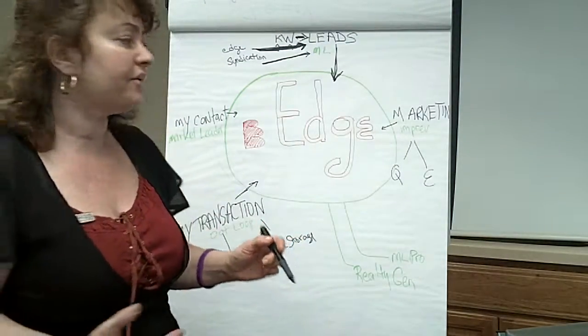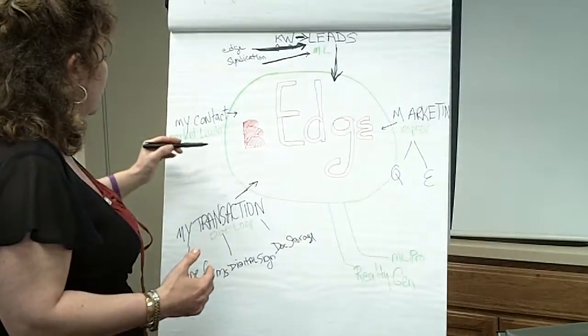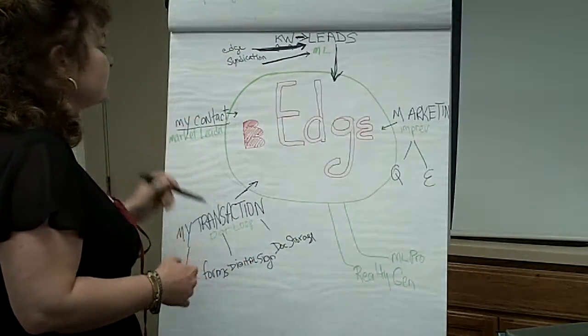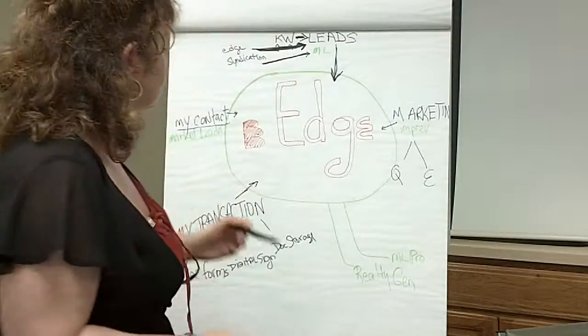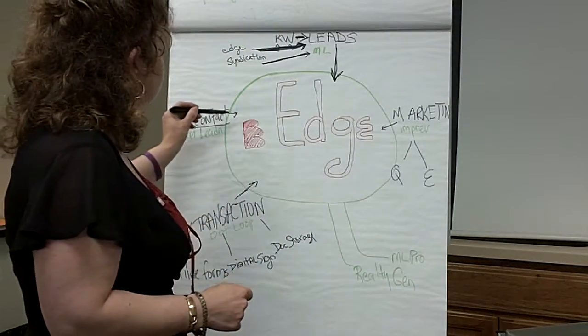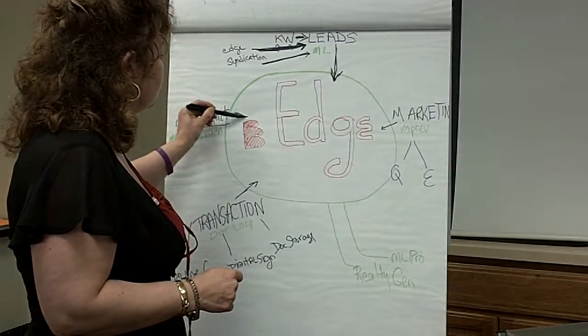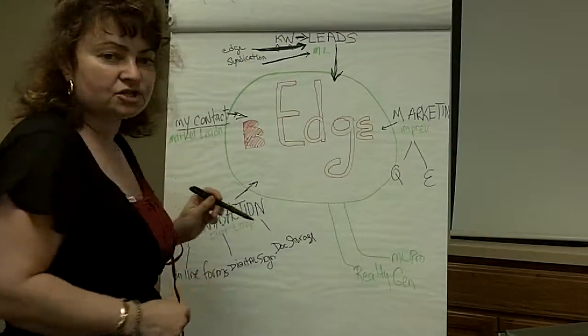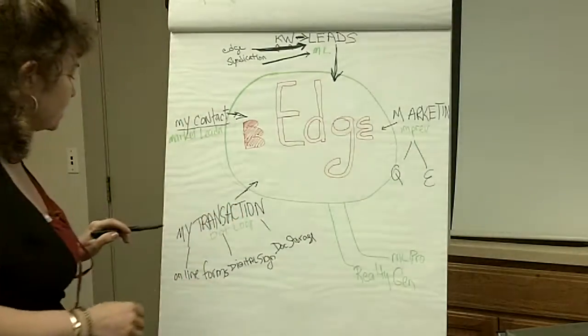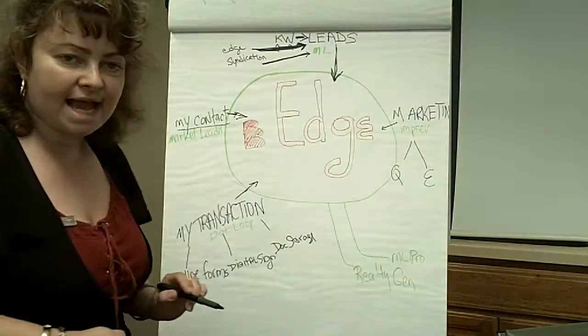The next hub would be my contacts. And this is the area where you can collect the leads and you can assign these leads to different groups, and then you can do other things with those groups. So my contacts is also part of eEdge. You can funnel the leads and create contacts through that. The next section is my transactions.